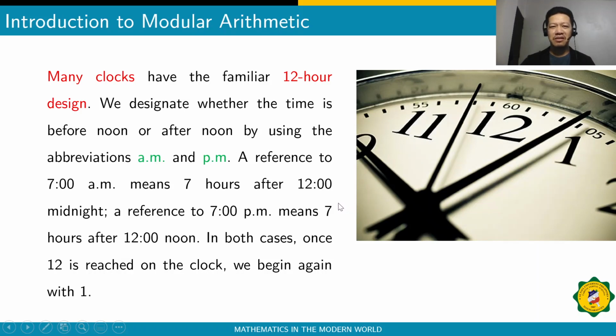Introduction to modular arithmetic. Many clocks have the familiar 12-hour design. We designate whether the time is before noon or afternoon by using the abbreviations AM and PM. A reference to 7 o'clock AM means 7 hours after 12 o'clock midnight. A reference to 7 o'clock PM means 7 hours after 12 o'clock noon. In both cases, once 12 is reached on the clock, we begin again with 1.